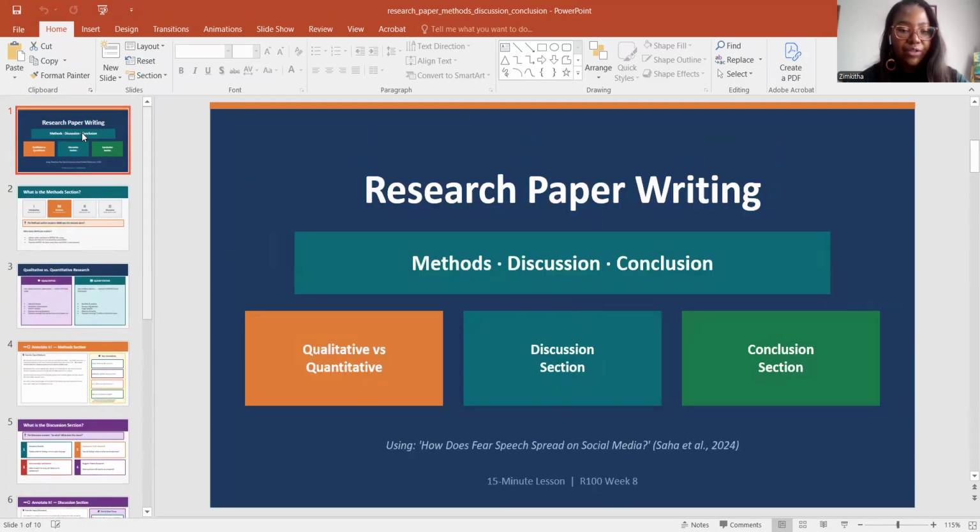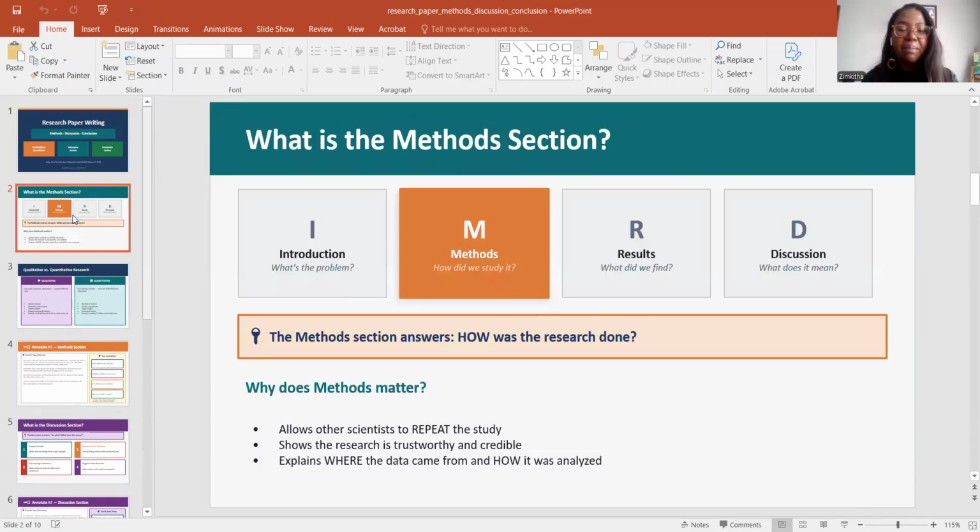So let's start off. So in this segment of the lecture, we're going to look at qualitative versus quantitative, which falls under method. Then we're going to look at discussion and we're going to look at conclusion. Okay, so the method section.